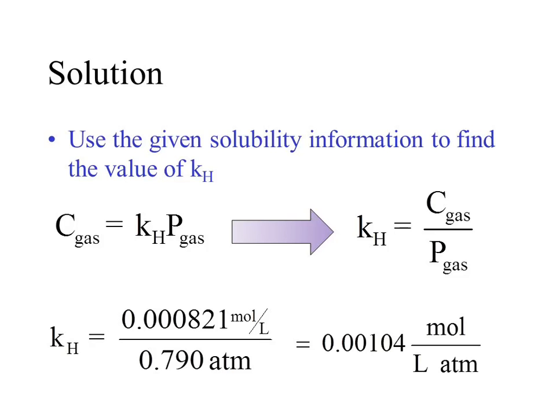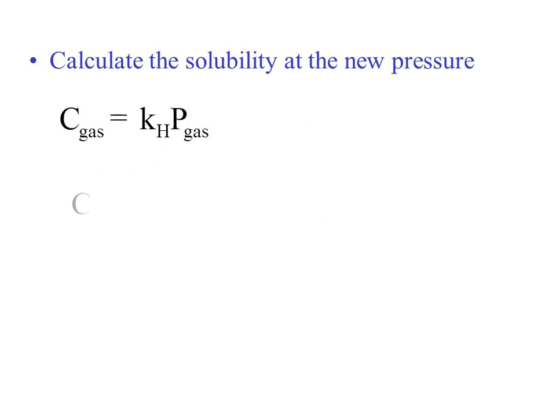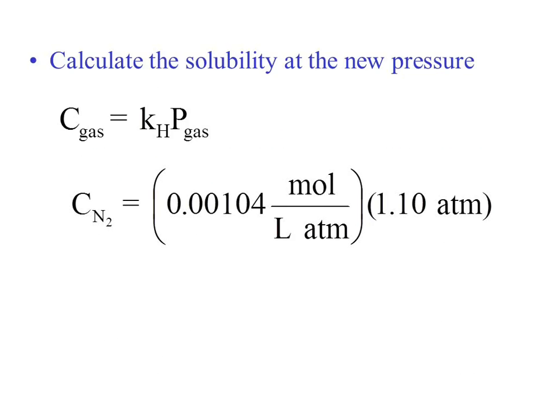Then we apply it. So the new concentration of nitrogen would be equal to that Henry's Law constant, 0.00104 moles per liter atmosphere, times the new partial pressure of nitrogen, which is 1.10 atmospheres. Rounding to 3 sig figs, and we'll have units of moles per liter, won't we? So the new concentration of nitrogen will be 0.00114 moles per liter.